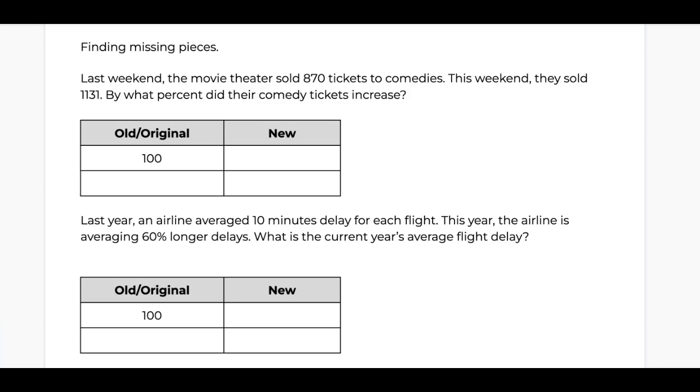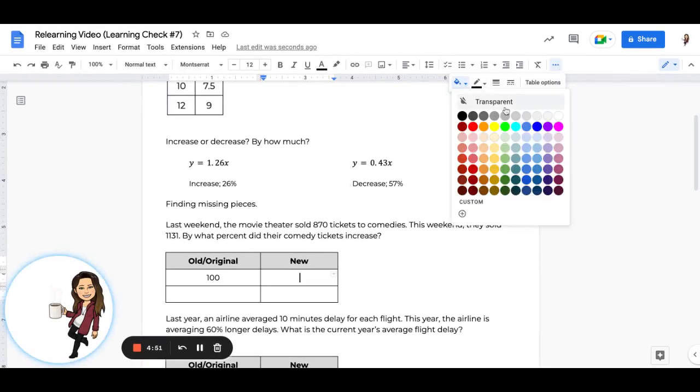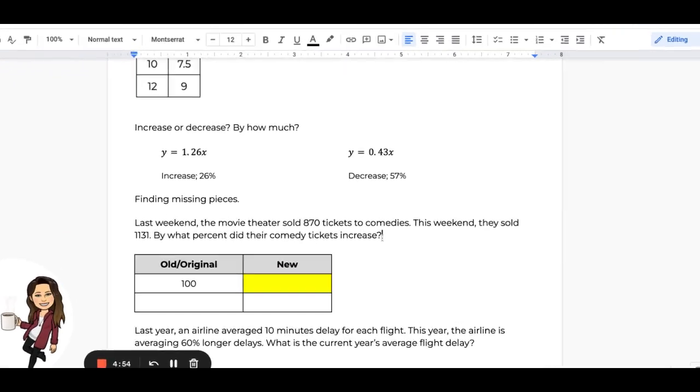So this first one, last weekend, the movie theater sold 870 tickets to comedies. This weekend, they sold 1,131. By what percent did their comedy tickets increase? So before I even really start doing math, if I read this problem, if I just look at it, I see no percent sign. Okay? That means we are looking for that percent. So that would be what we're trying to find here.